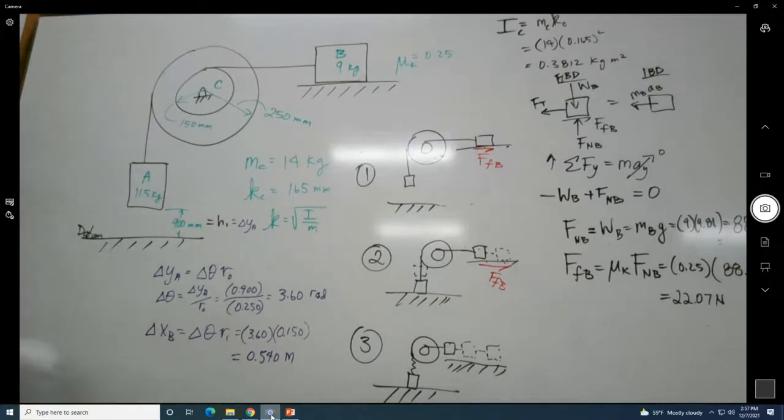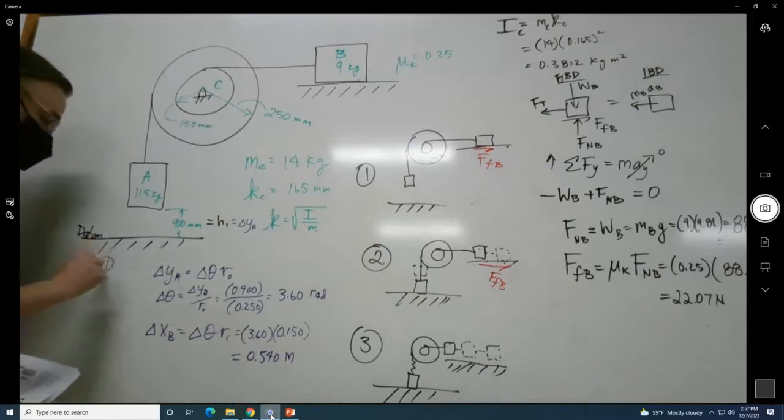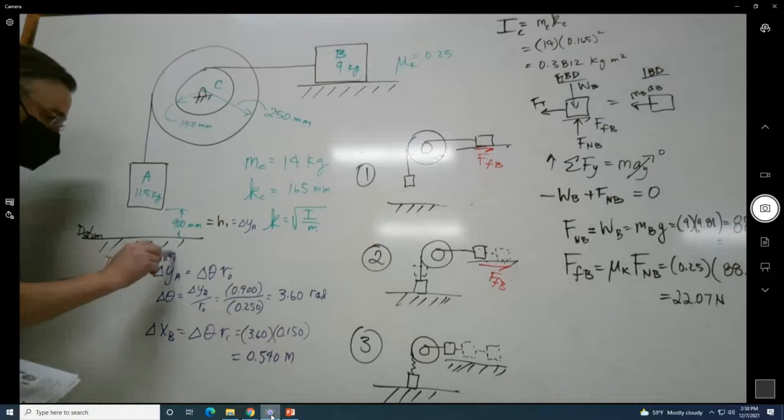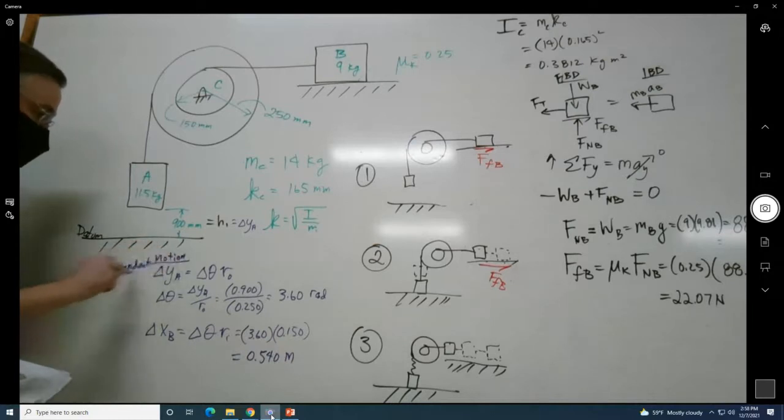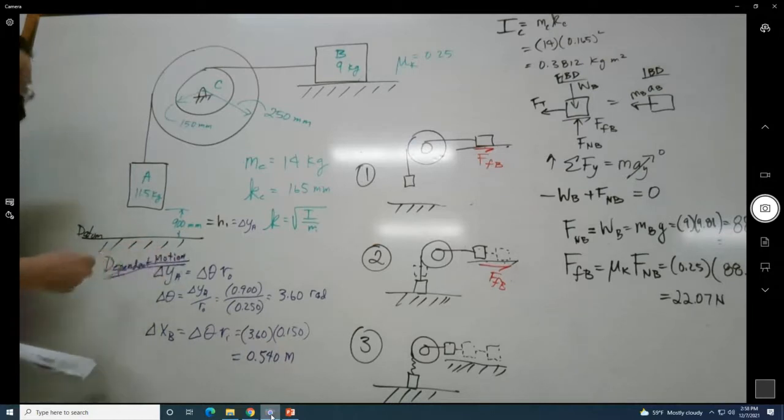We could call this kinematics, I guess. This is really dependent motion. Maybe we would actually call that part of it. Oops. Let me cross it out.